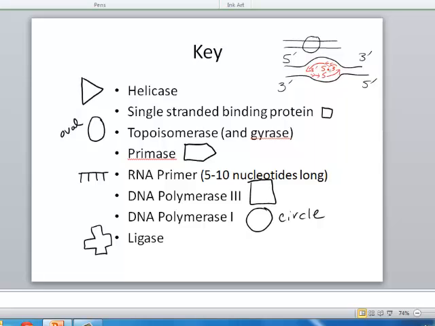But this process is quite complicated, so that means we need to bring in a whole bunch of enzymes and some RNA primers. So what are some of our enzymes? We have helicase. We have single-stranded binding proteins, which technically are not enzymes, but they're important.